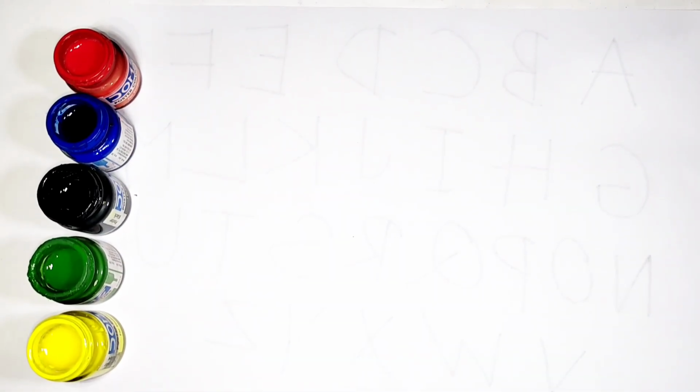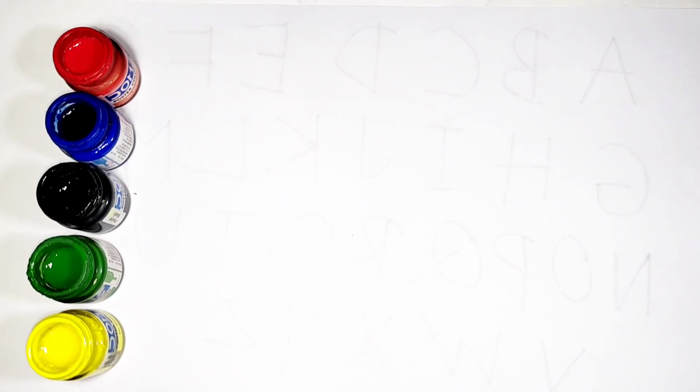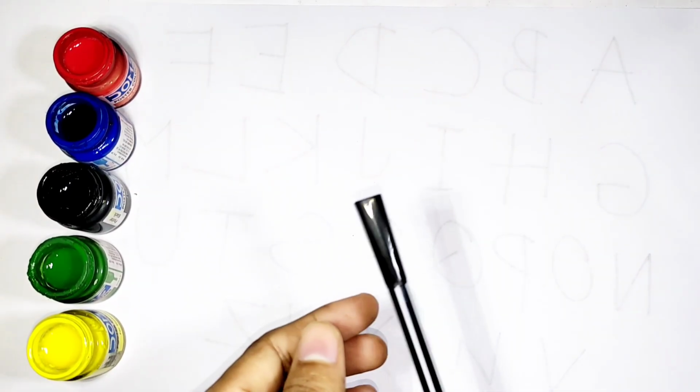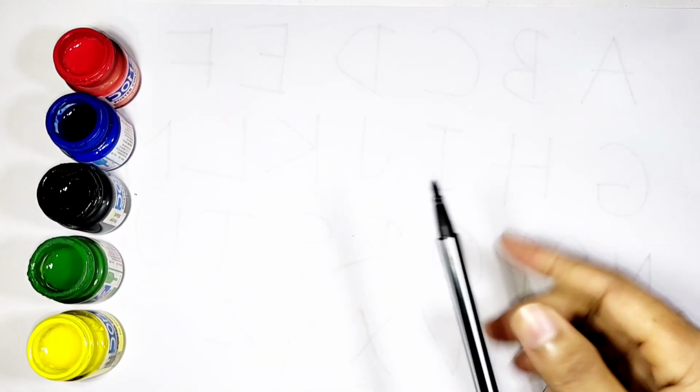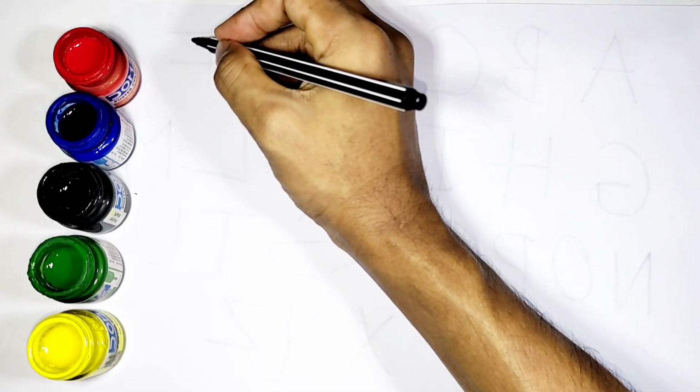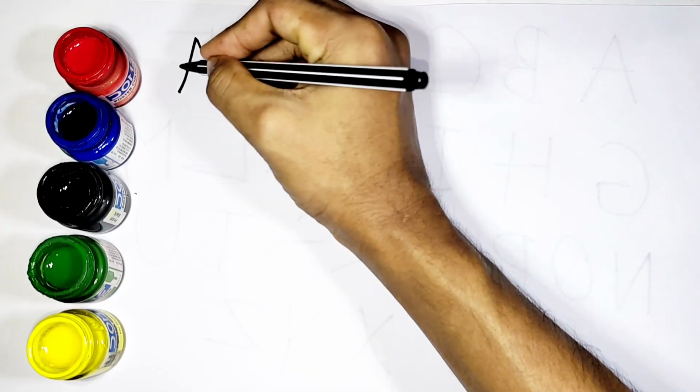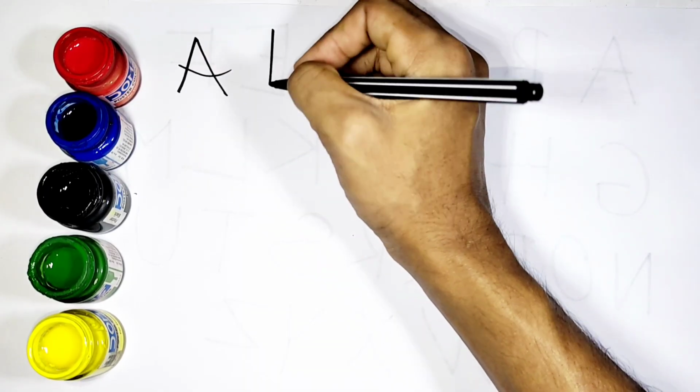Now we draw capital letter alphabets A to Z. So kids, first we are using the color of black. Now we are using black color pen and draw the alphabet of A. A for apple, A for ant.